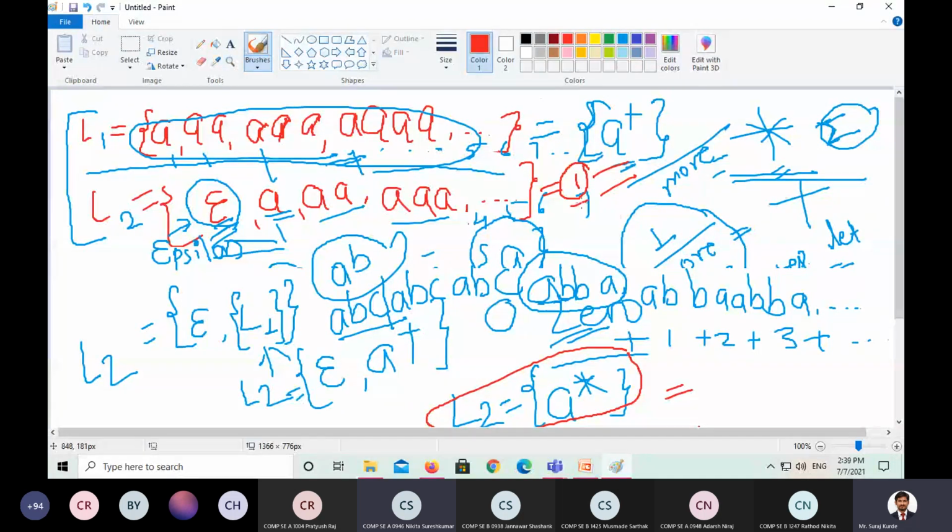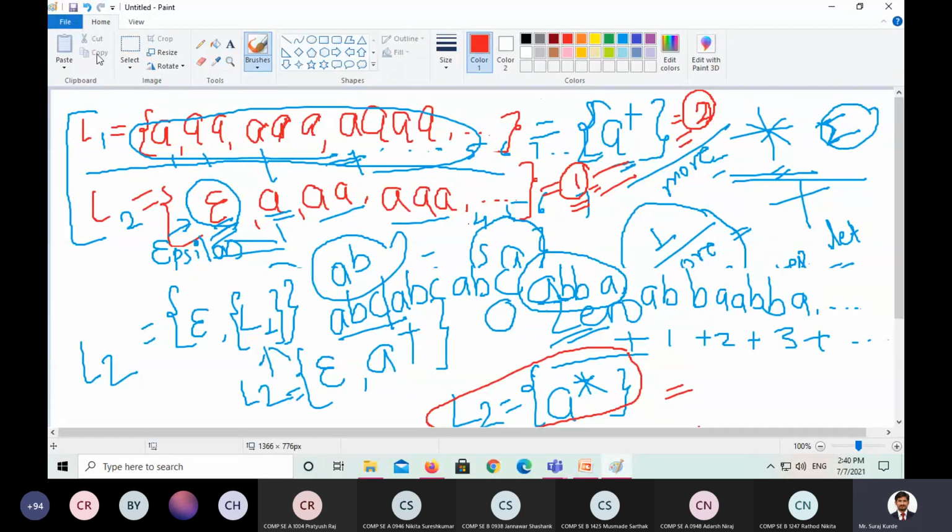Right? Because minimum length is 0. And in the first case, 2, because minimum length is 1. So this way you have to find out how many states will be required. Now in the second language it requires only one state, right?